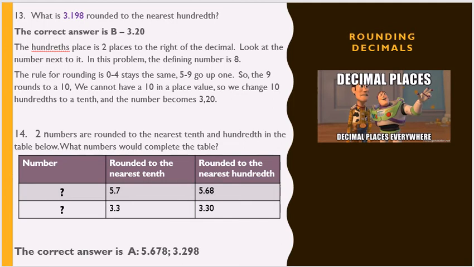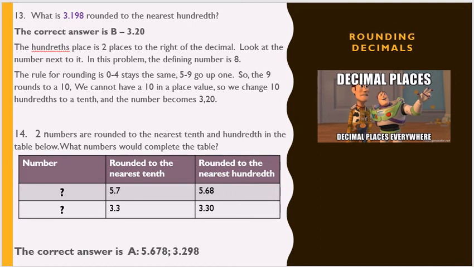Well, you can't have 2 digits in a place value. We can't have a 10 there. So, we change 10 hundredths to a tenth. And then the number becomes 3.20. So when you changed your 10 hundredths to a tenth, you already had 1 tenth, you added another one to it, and it gave you 2 tenths. So the correct answer was 3.20, or 3 and 20 hundredths.